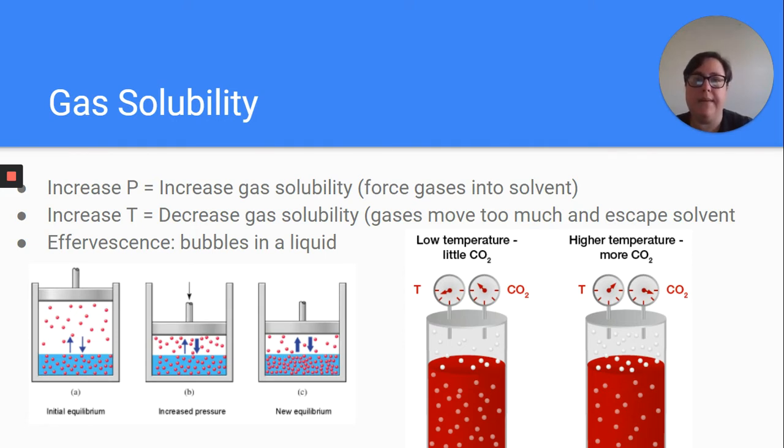Speaking of gases escaping, when you pop the can open, you hear the sound. That's called effervescence. Effervescence is the sudden release of a gas from a liquid.